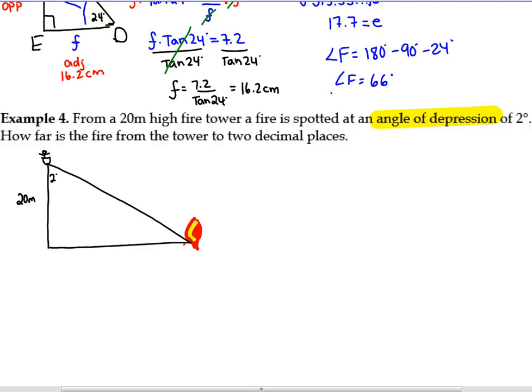Nope. That's what students like to do, right? When you're first learning about angle of depression, that's a common thing. The thing about angle of depression is that it always starts from a horizontal line. Same with angle of elevation. So the angle of depression is from the horizontal down to the line of sight.